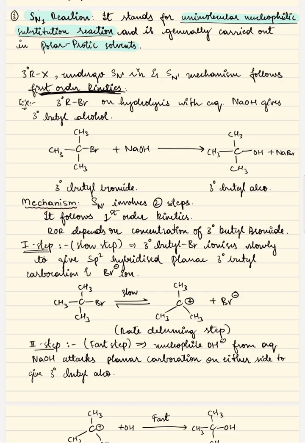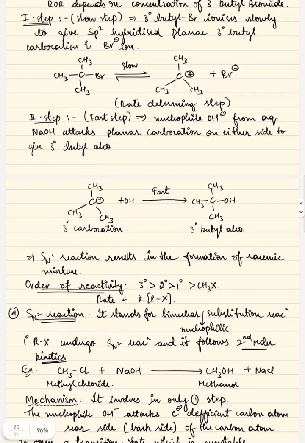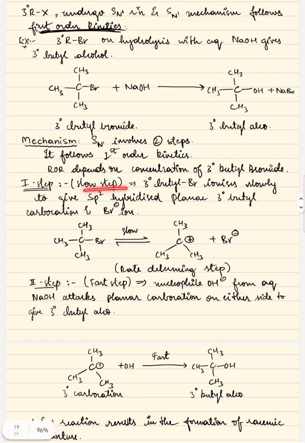The mechanism: SN1 involves two steps, and SN2 involves only one step. In SN1, the first step is slow and the next is faster. As we know, slow steps are rate determining steps, so the first step is the rate determining step. Tertiary butyl bromide ionizes slowly to give an sp2 hybridized planar tertiary butyl carbocation and bromide ion.